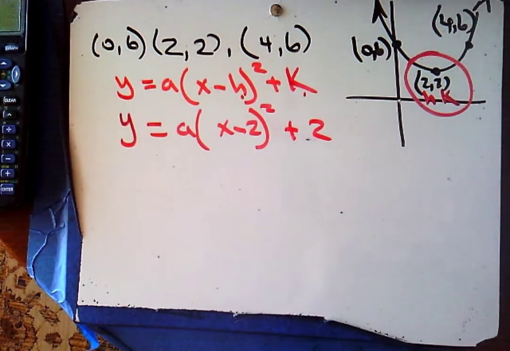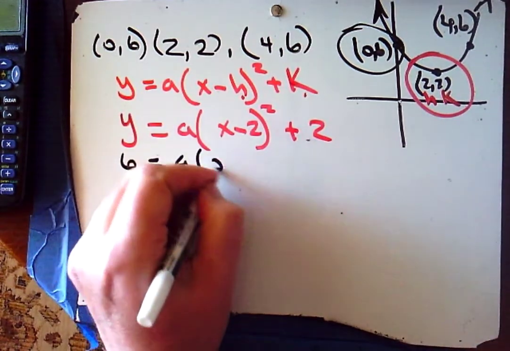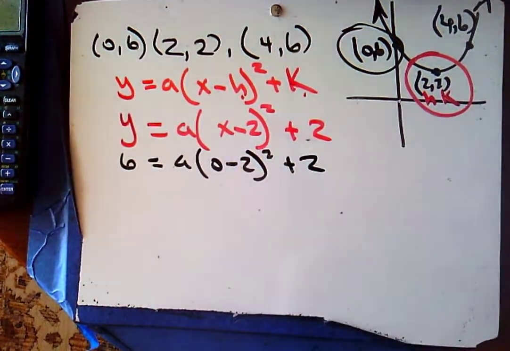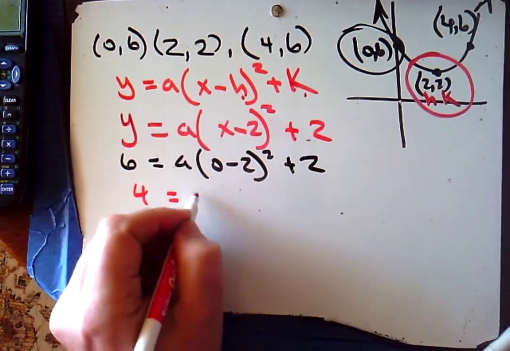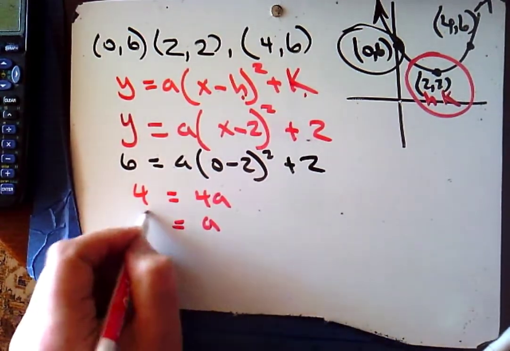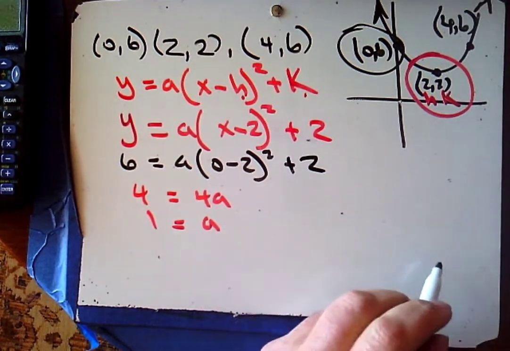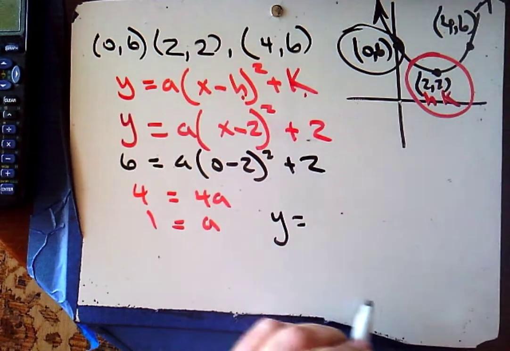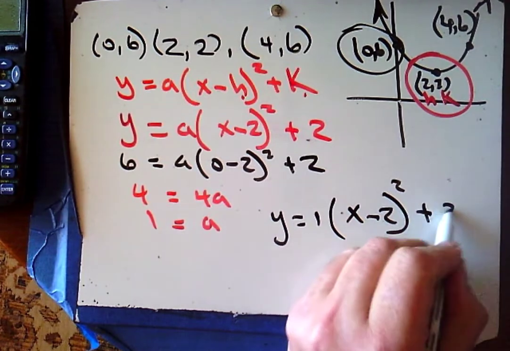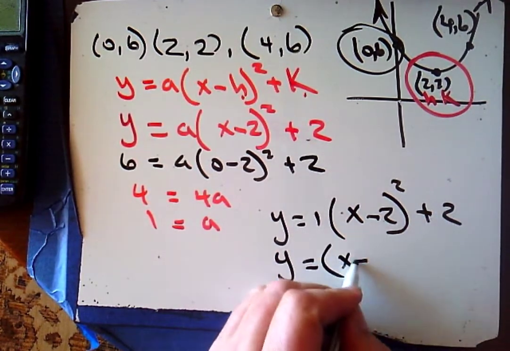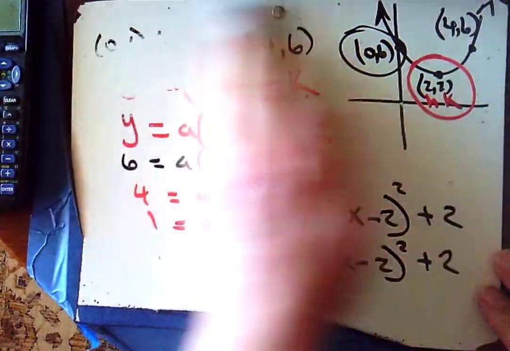And then finally, I'm going to plug in one of these ordered pairs. I'm going to use (0, 6) and I'm going to solve for a. When I subtract 2 from both sides, I get this, and so I know that a equals 1. Don't forget, you still need to write out the whole equation. We've only found the parts. We've got 1, y equals, and you could do that if you want, but I would probably just write this. Okay? Great.